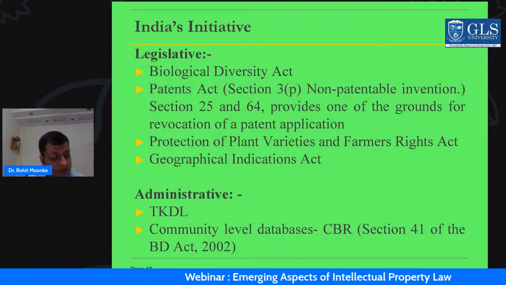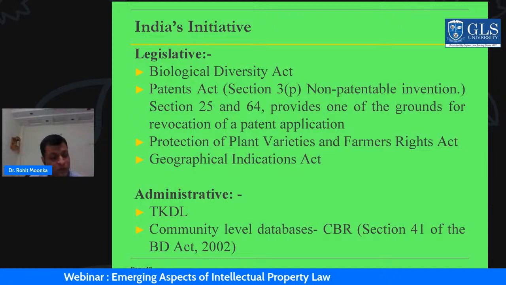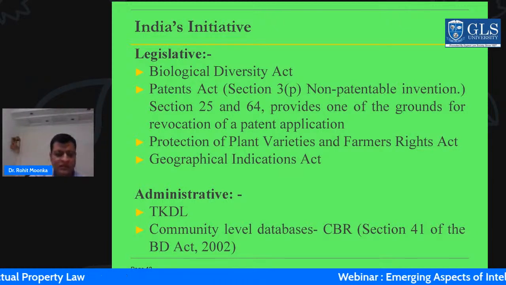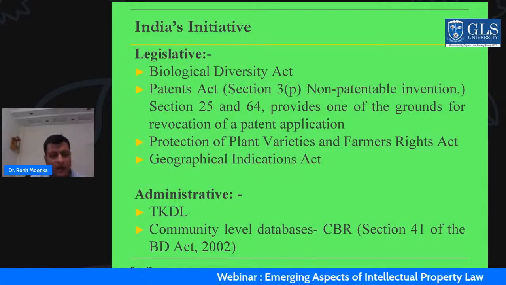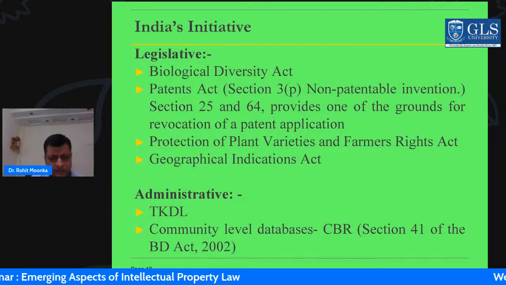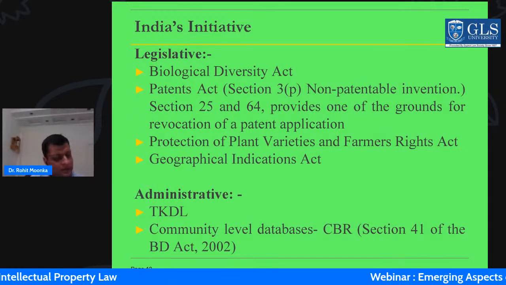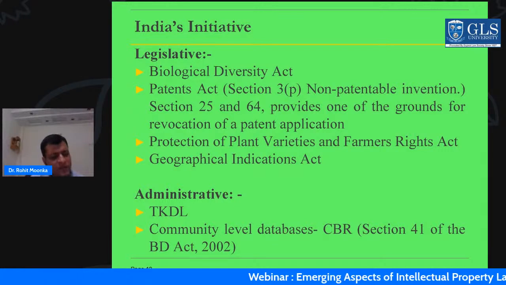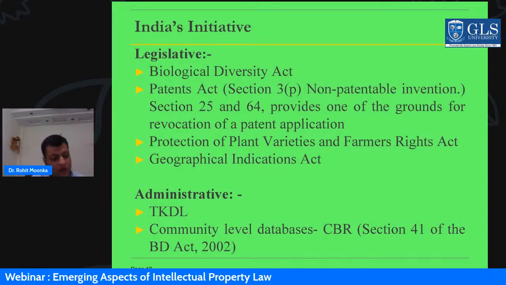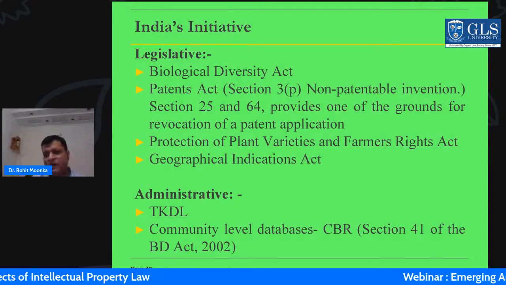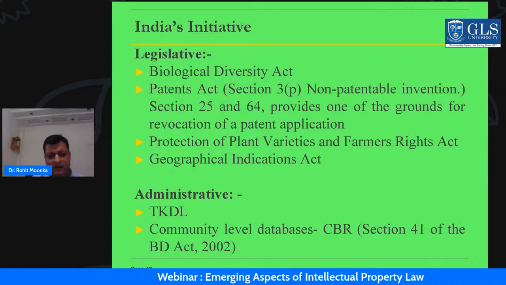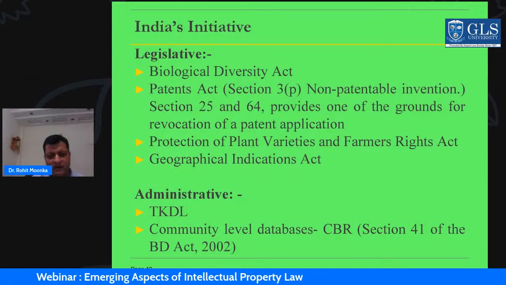Another provision you may look at in the Plant Variety Act is section 41. Section 41 basically talks about the claim by or on behalf of the local community towards its contribution in developing a variety, made to the Plant Variety Authority. Under the Plant Variety Act, there is a Plant Variety Authority which has been established, just like under the BD Act you have the National Biodiversity Authority or State Biodiversity Authority.